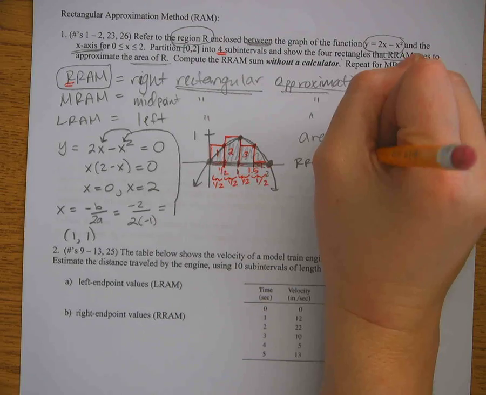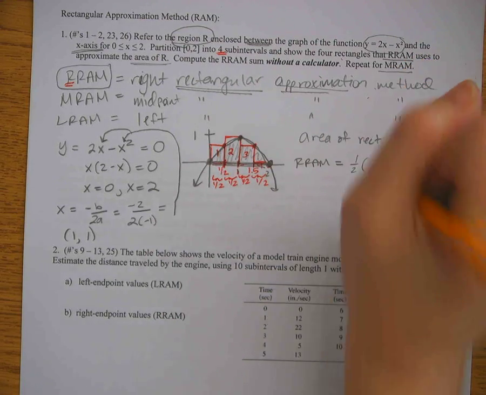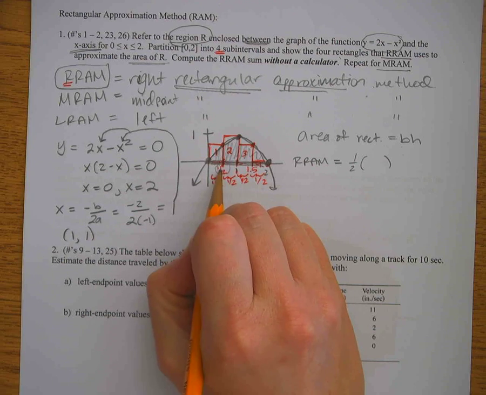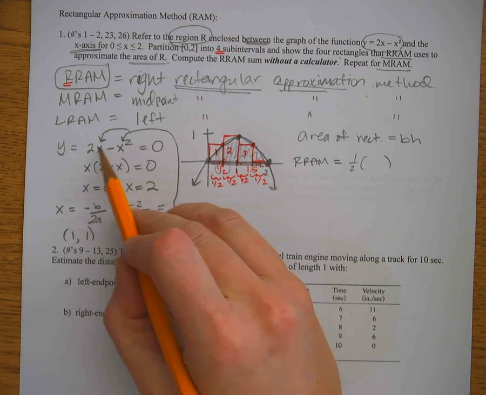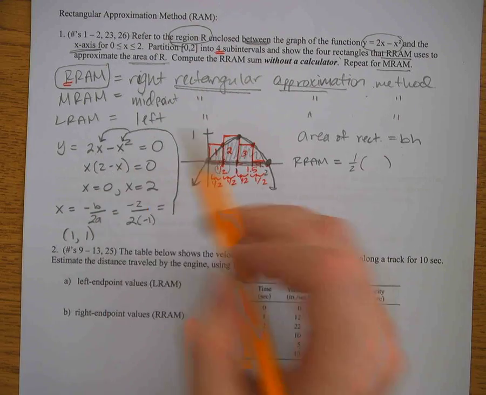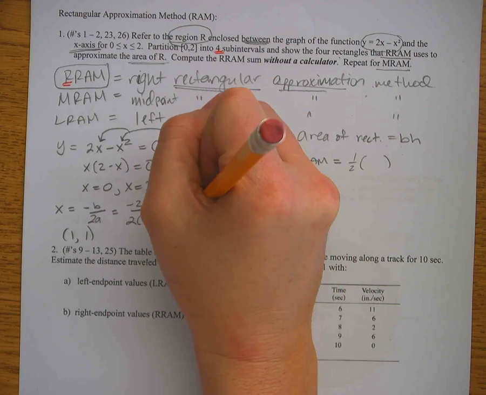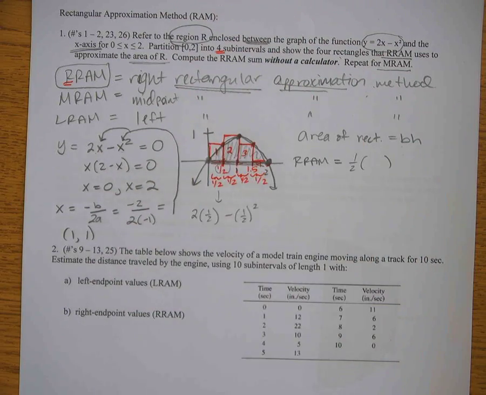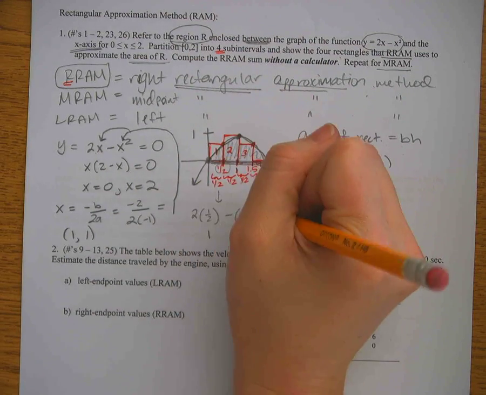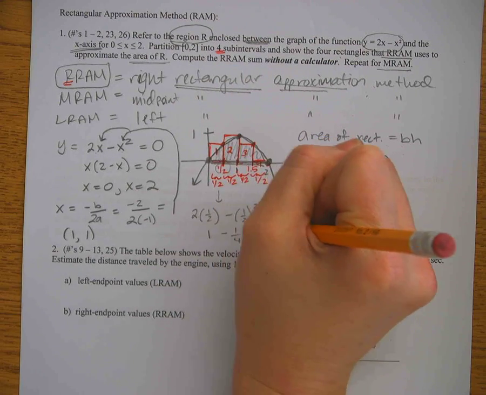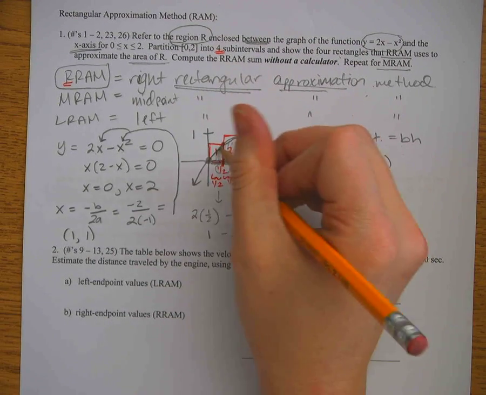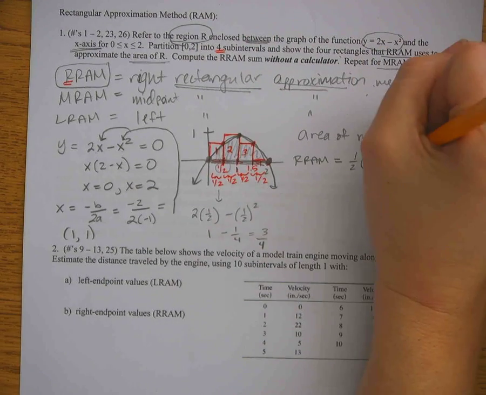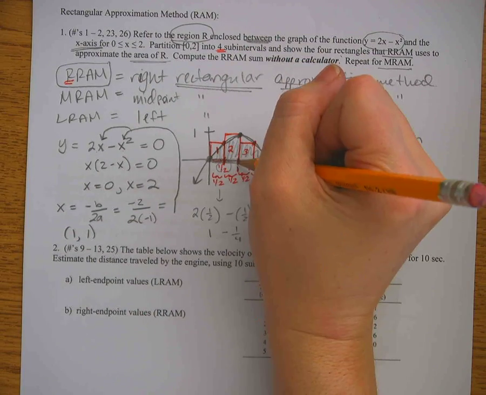So it's going to be 1/2 times, and then to find the height, I'd have to plug this x coordinate of 1/2 into this formula for the curve. So to find the height, I'd have to figure out what 2 times 1/2 minus 1/2 squared is. And so this is 1, and then this is 1/4, and so I get 3/4 for the height of the first rectangle, or 0.75.